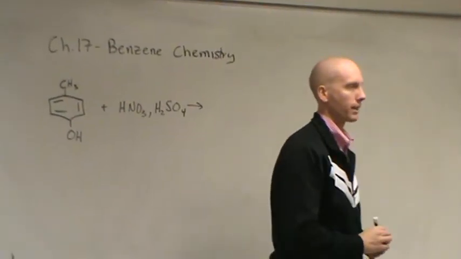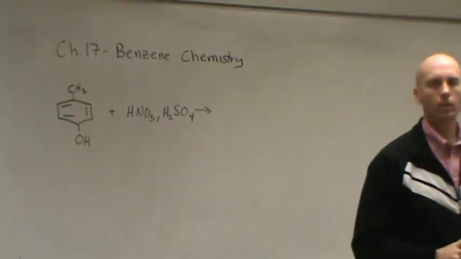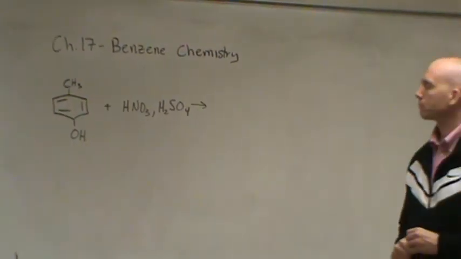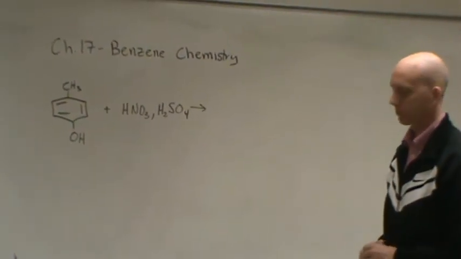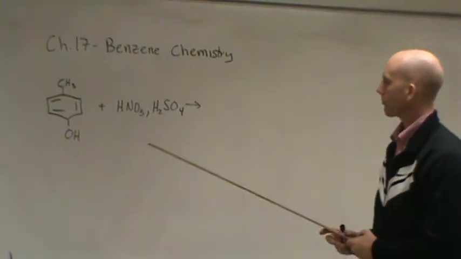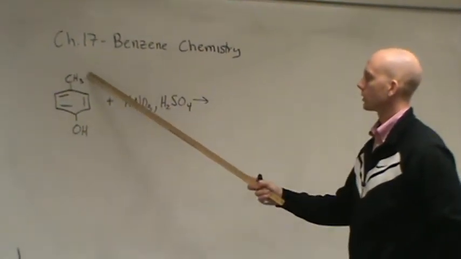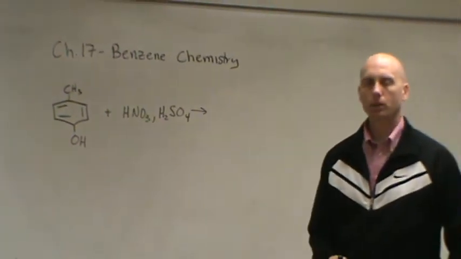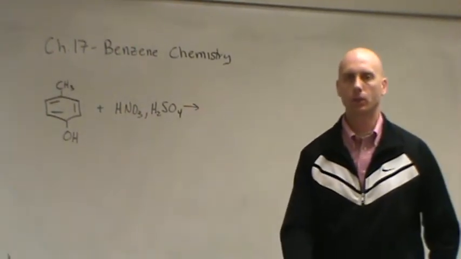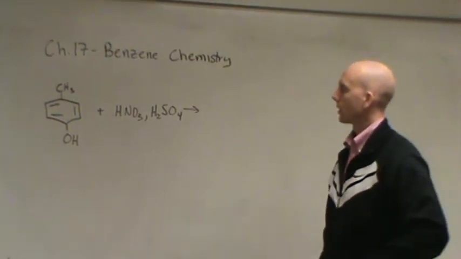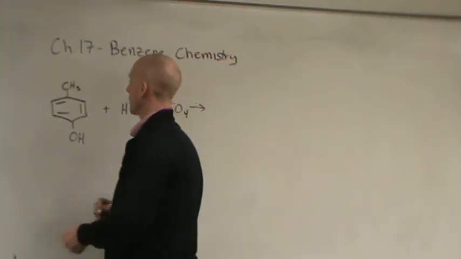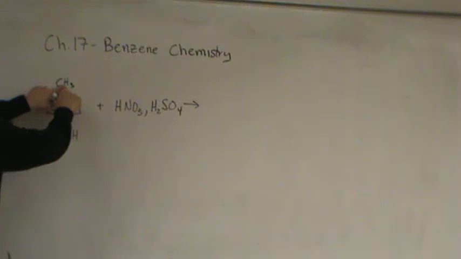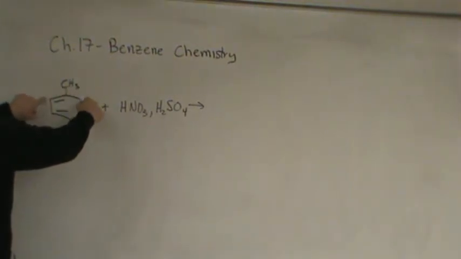Let's look at something like this. So here I have a CH3 and an OH. They are both what? Ortho-para directors, aren't they? So the CH3 will direct ortho from it, which is right here.